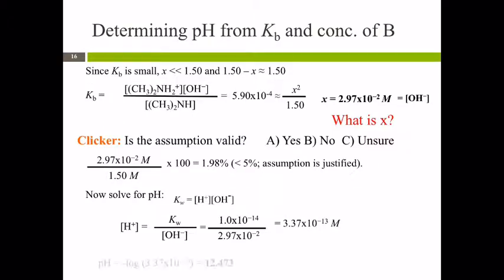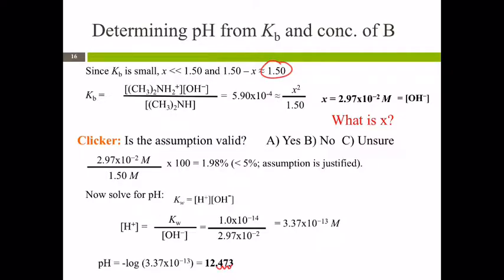Now we only need to take the negative log of that number, and we find the pH of 12.473. And remember, we had 3 sig figs in our concentration, so that means we have 1, 2, 3 past the decimal. What's the other way we could do this?